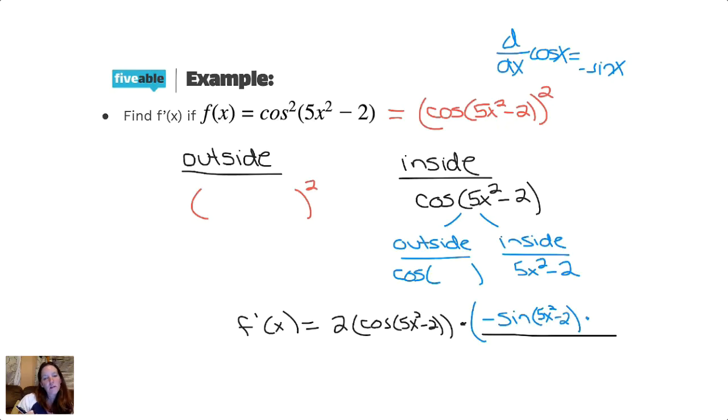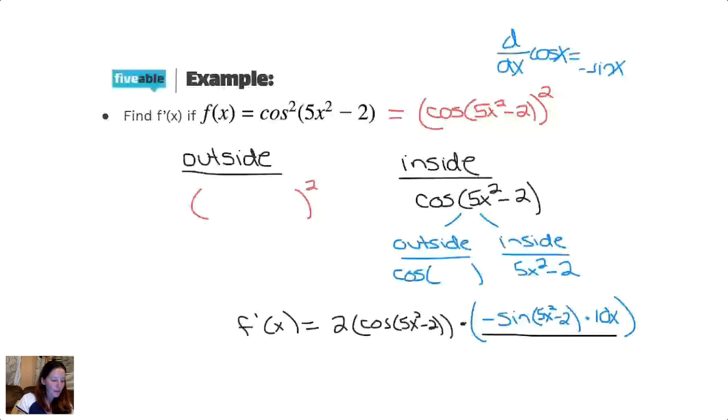And then we're going to multiply by the derivative of the inside function. So 5x squared minus 2. Bring that 2 down, we get 10x. The derivative of the minus 2 is just 0, so that goes away. And so we have our derivative there. Okay.